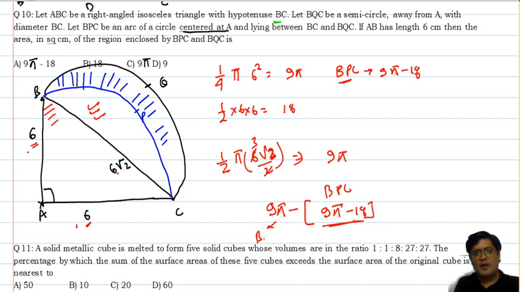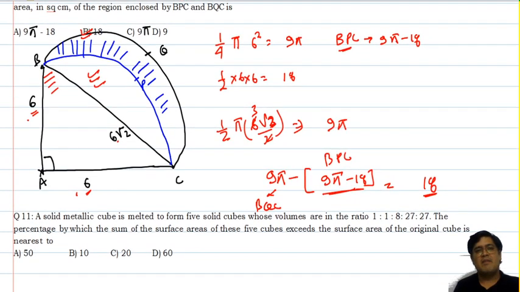This is the area of BQC. Subtracting both, I will have my answer. That is 18. There is no pi involved. 9 pi is getting cancelled, guys. So answer option is B. Now this is the current level of CAT you can expect. You are supposed to calculate 2-3 steps and you are supposed to apply 1 or 2 concepts combined.